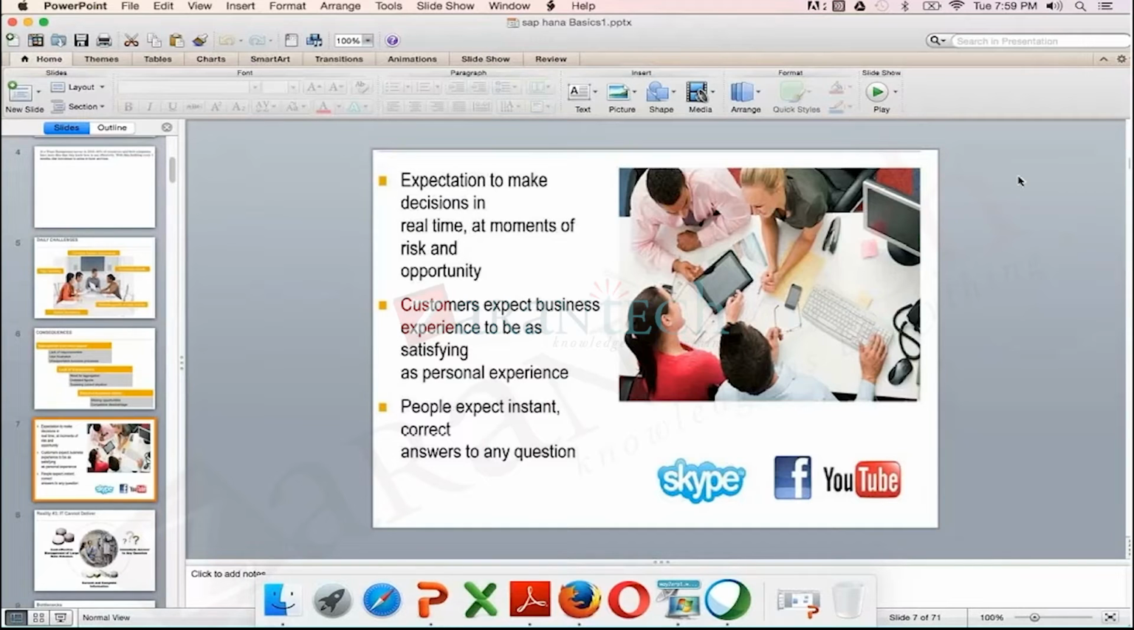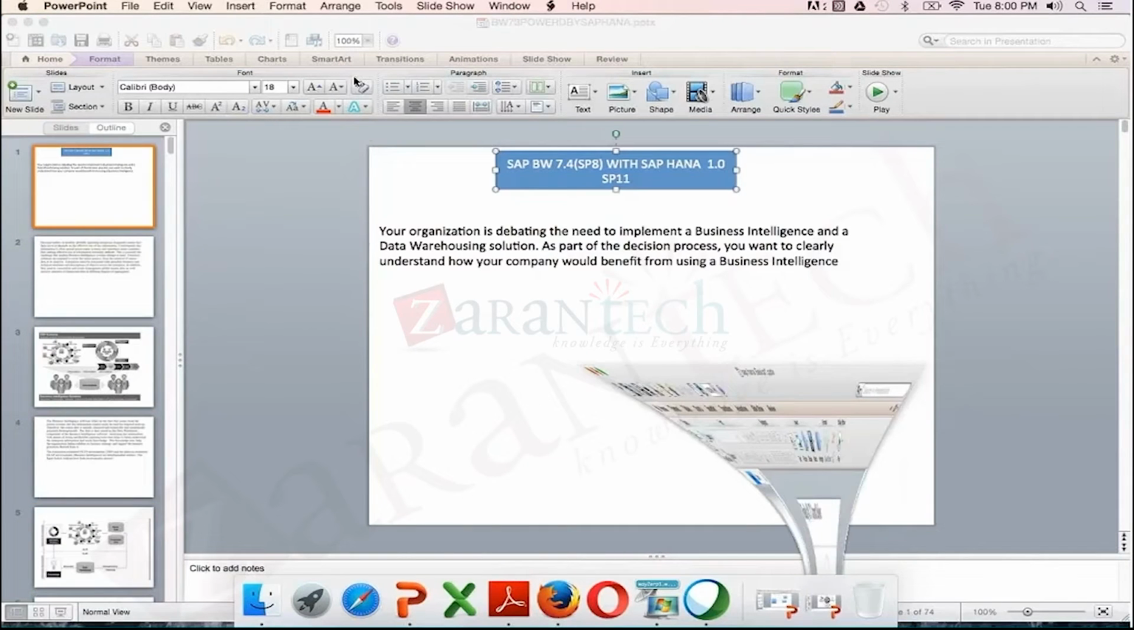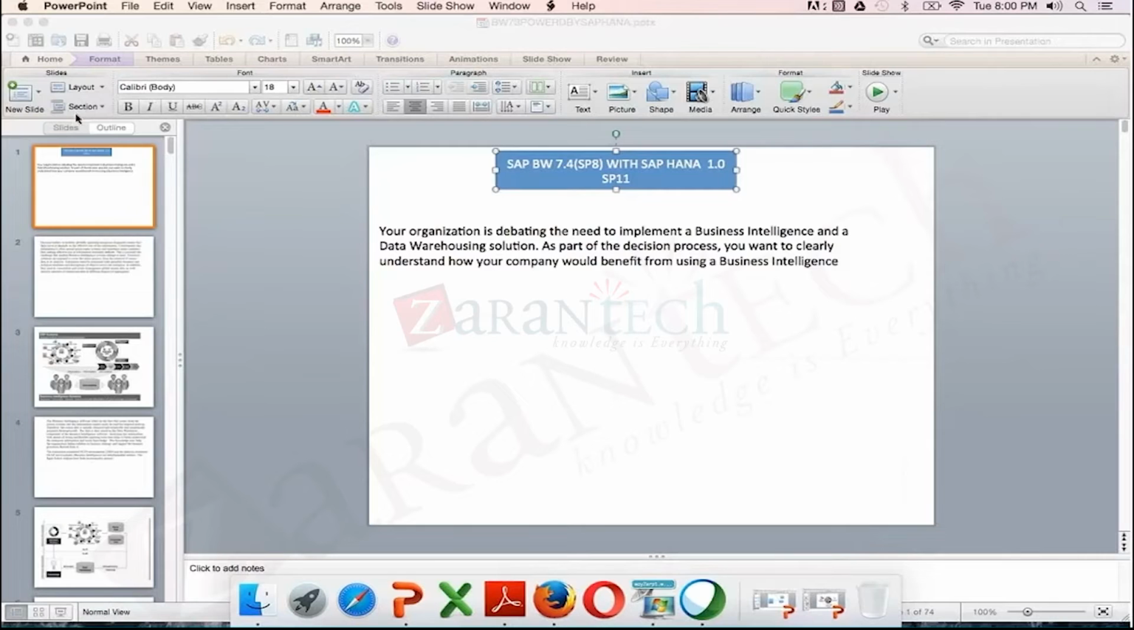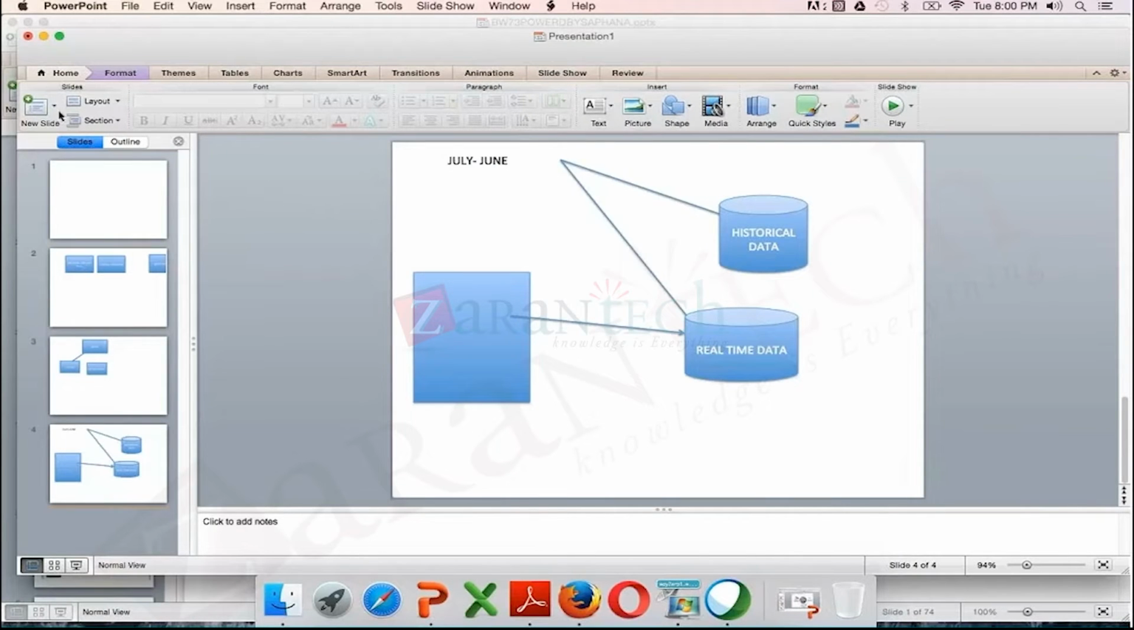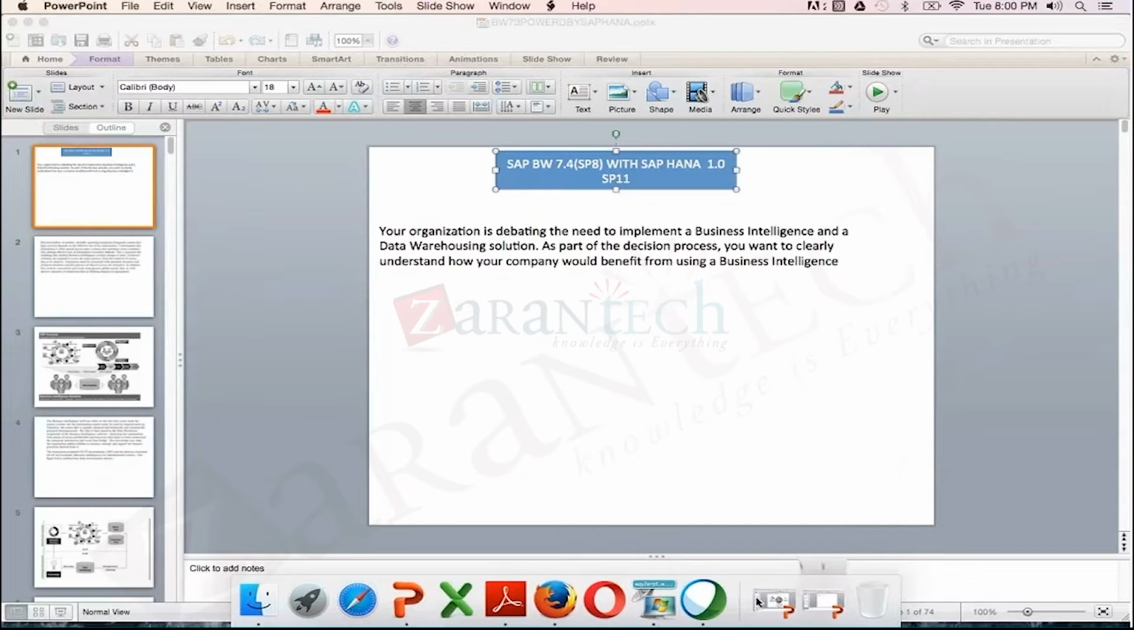When a company is managing their high volume of data using traditional databases. Now in this course, we'll refer to other databases as XRDBMS. XRDBMS means traditional databases like Oracle, SQL Server, which are not in-memory based databases. So when a company is managing such a high volume of data using traditional databases, it's very cost effective management of large data volume.